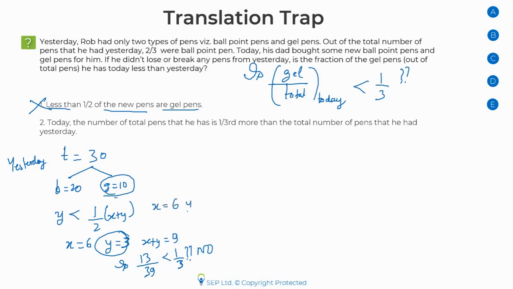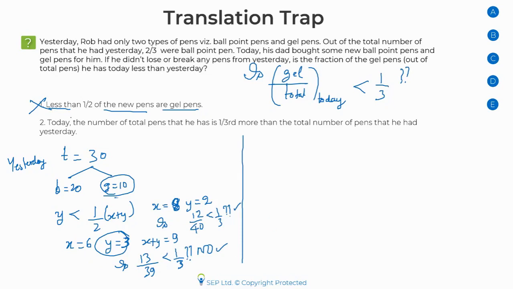So if you say X equal to 8 and Y equal to 2, that is definitely less than 1 by 3. What will happen here is 10 plus 2, 12. 12 by 40 less than 1 by 3? Yes. So people who are contemplating to mark A, you are clearly wrong, because there can be many cases, one case of no, one case of yes. So this is a question where you have to take cases.